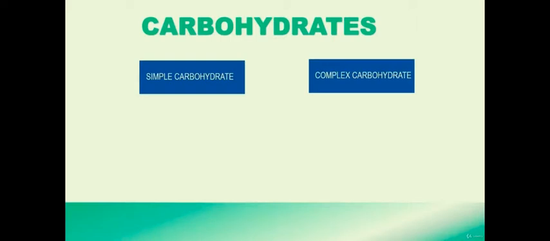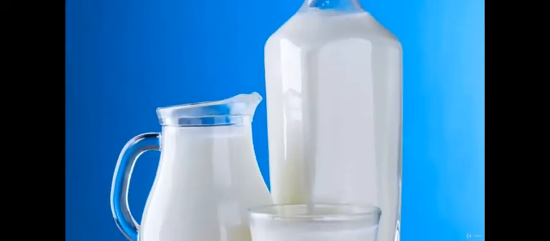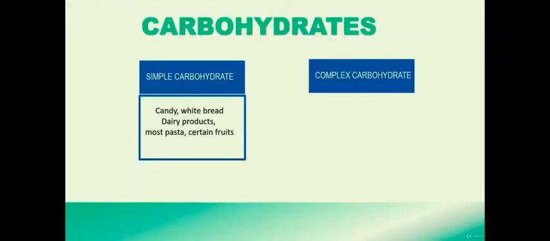Simple carbohydrate is a very simple form of sugar that is usually sweet tasting and is broken down into glucose very quickly. We have candy, white bread, dairy products, some pasta, and certain fruits that are high in simple carbs. Complex carbohydrate is made up of many molecules of simple carbs linked together. Because of this, it takes the body longer to break it down into glucose.